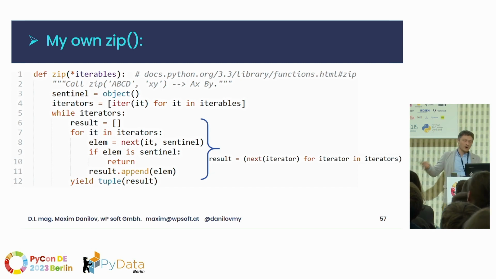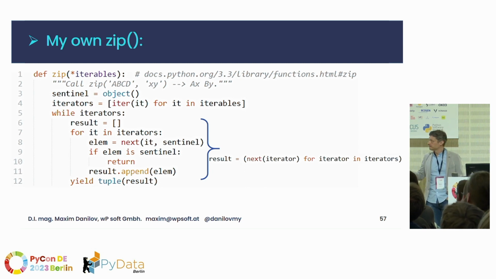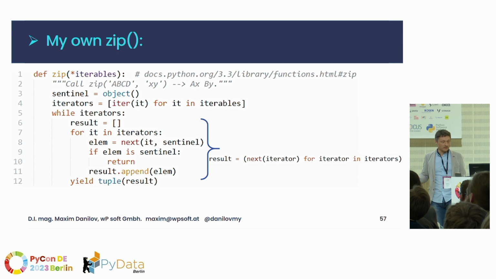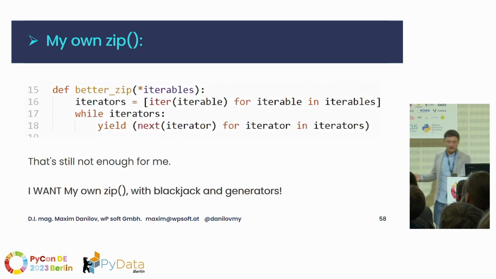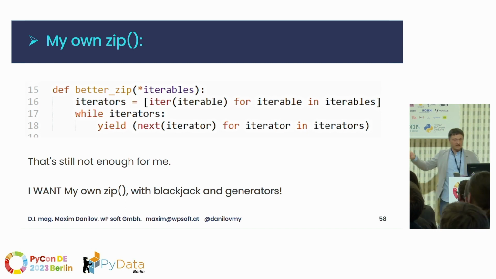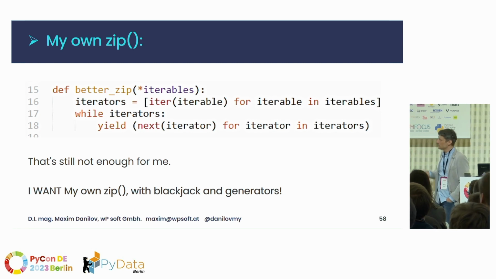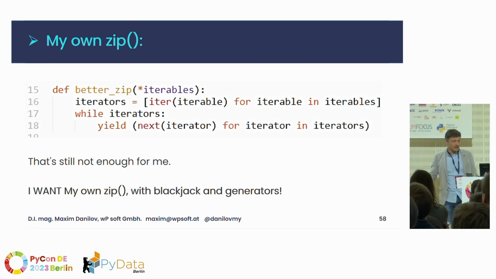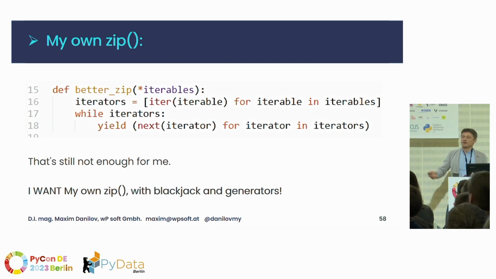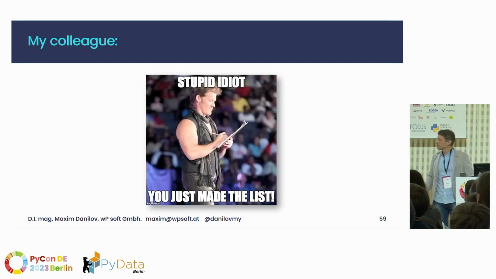Try to see, for this code, I can create only a one-liner generator. And I can avoid the tuple. This is a big problem in our real code. And it was my better zip. I go through the iterators, and I made yield. It works. It perfectly works. But it's still not enough. I want my own zip with blackjack and generators.